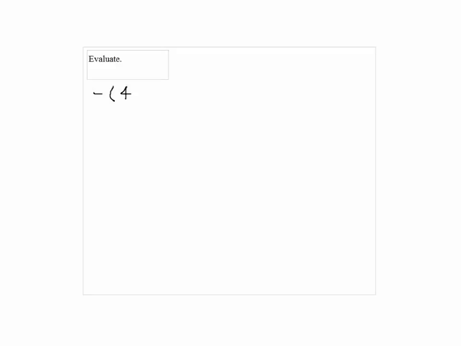Evaluate minus 4 times (4 plus x) to the power of 0. So this is like a minus 1 times, in the parentheses, (4 plus x) to the power of 0.